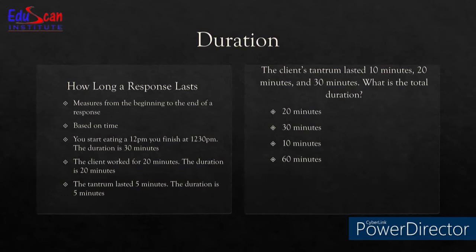So the total duration is 60 minutes. What is the independent duration of each tantrum? It is different. In one, it was 10. The second one was 20 minutes. And the third one was 30 minutes. So duration can be added up to find out the total duration of the tantrums, in mathematical terms practically adding every single duration.